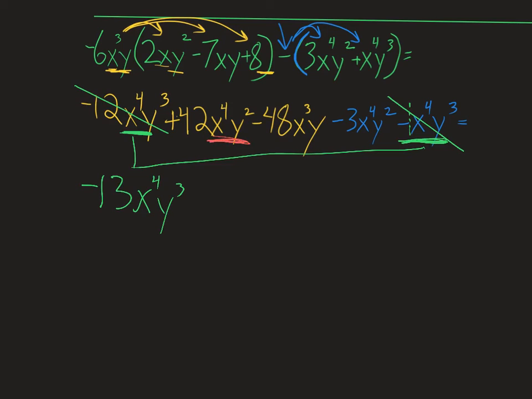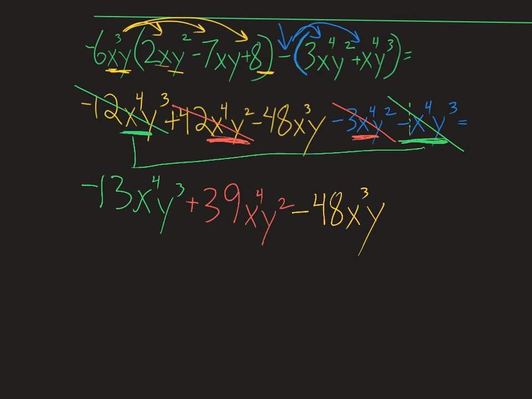Next I'll look for some x to the 4th y squareds. And there's one right there. 42 minus 3, it's going to be 39 of the x to the 4th y squareds. Used those guys, used those guys. All I've got left is that one term, so I'll just copy it into the answer. Minus 48 x cubed y.